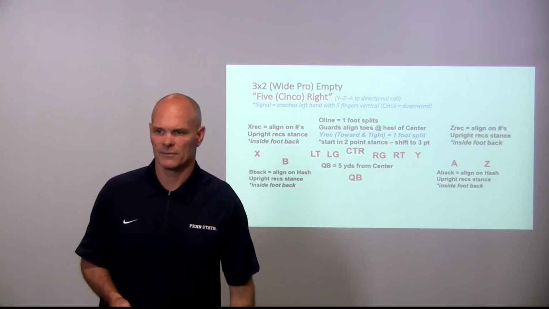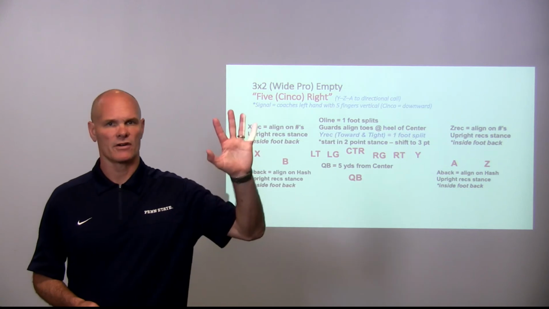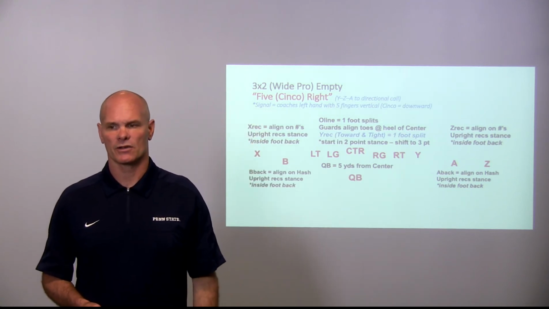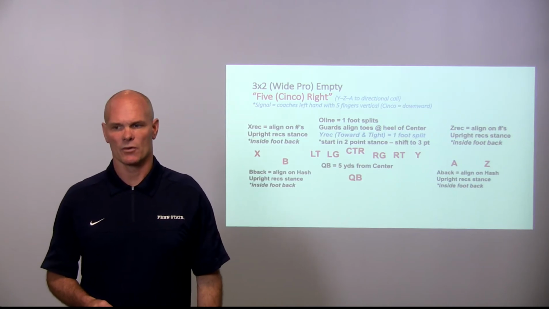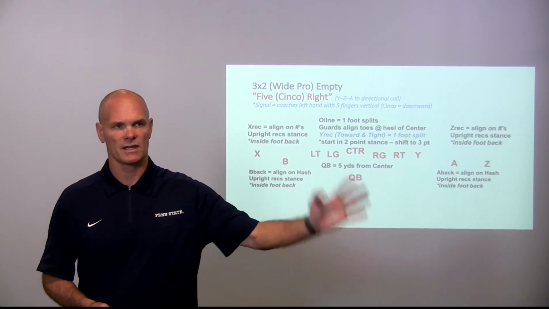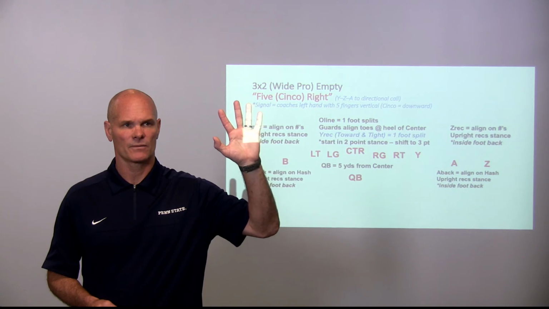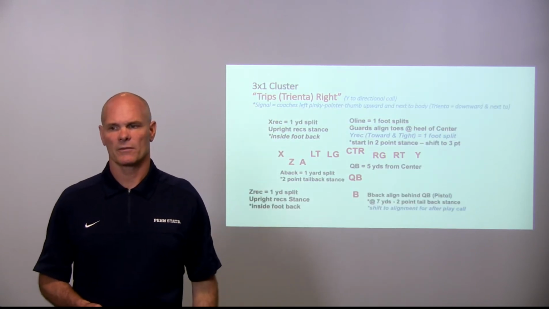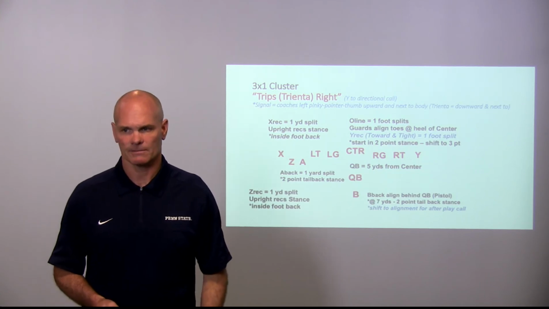A 3-by-2 or empty then is simply Cinco. Very simple. It's our wide tray with the B back leaving from the pistol and going away from the call. If we want to go again, switch the A and B, 5 would be up, Cinco would be down. A cluster formation is trips.